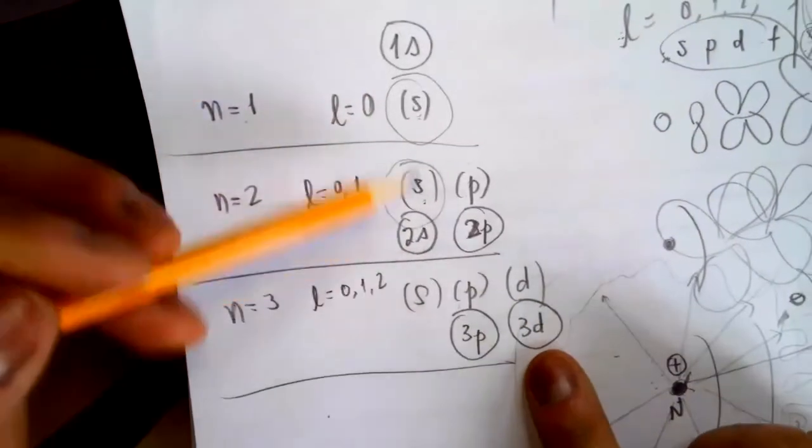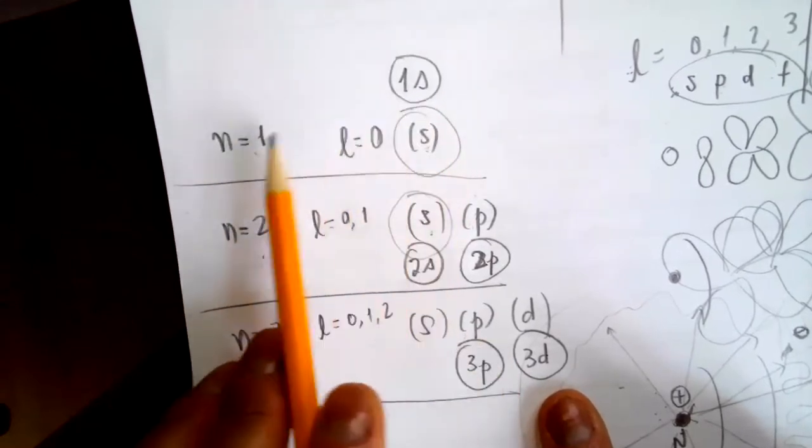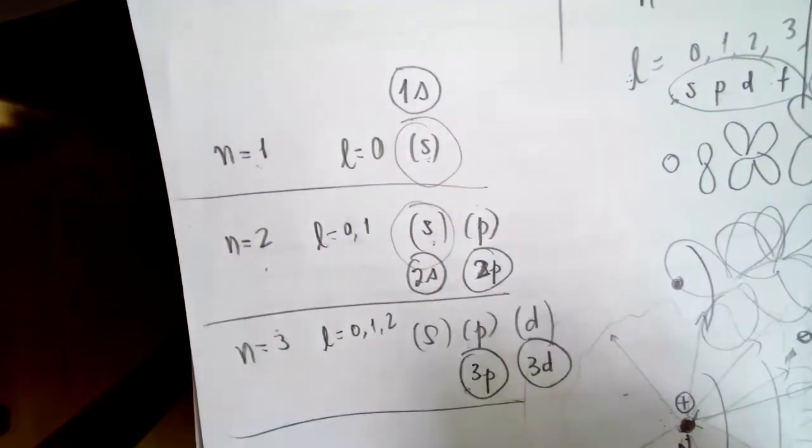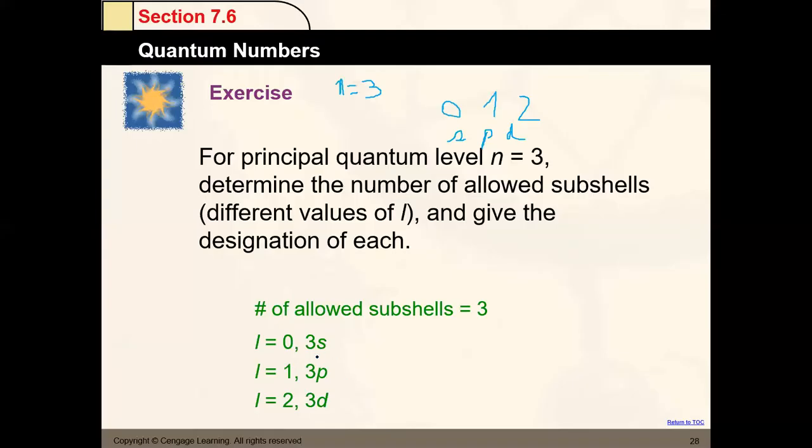So the subshells also need the shell designation, right? So I said 3S, 2S, 4F, 4D, 4S, 4P, right? Whenever you mention a subshell, you should also mention the shell. That's why in this problem they were saying there is 3S, 3P, and 3D, because they belong to level or shell 3.